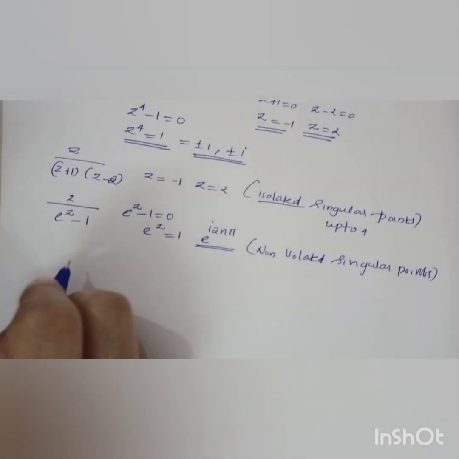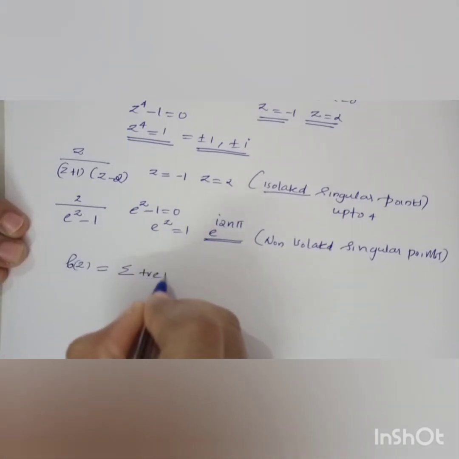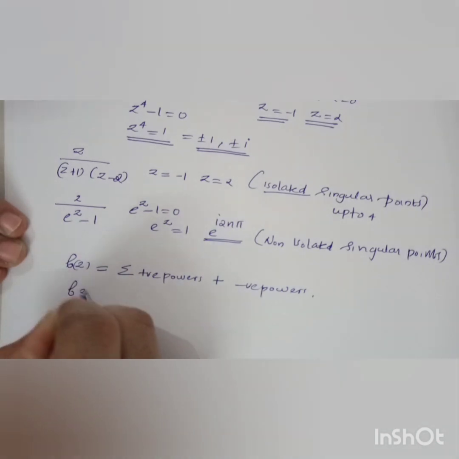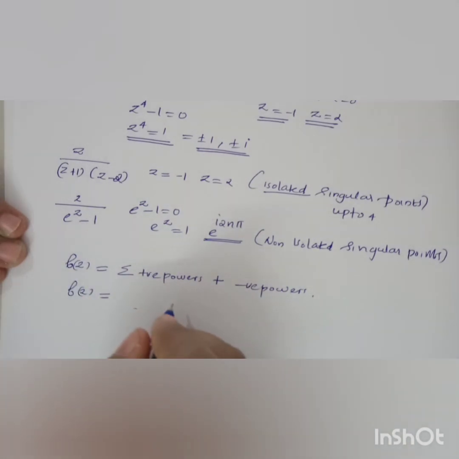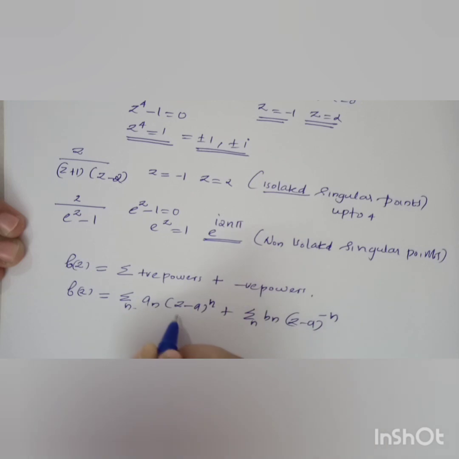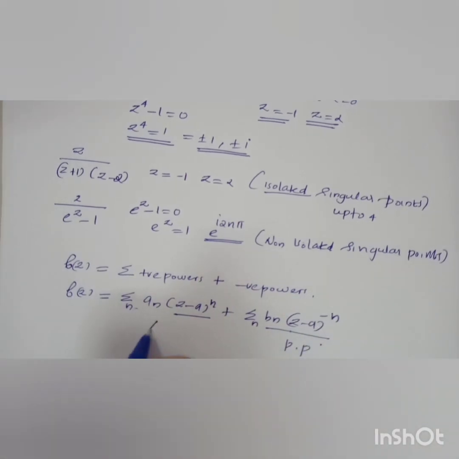This is the type of singularities. And if you consider the function f of z equal to summation over positive powers plus negative powers, that is, a function which contains the analytic part and principal part: summation over n of a n into (z minus a) to the power n plus summation over n of b n into (z minus a) to the power minus n, that is, z in the numerator and z in the denominator. This type of part is known as the principal part. This is known as the analytic part.